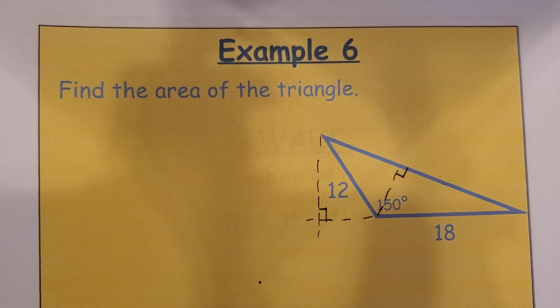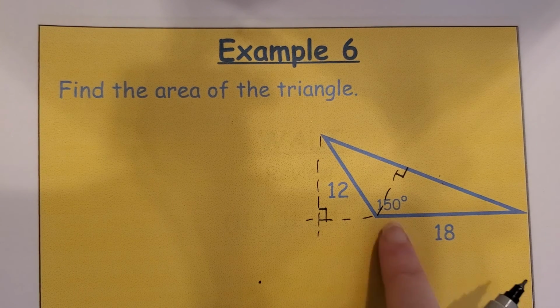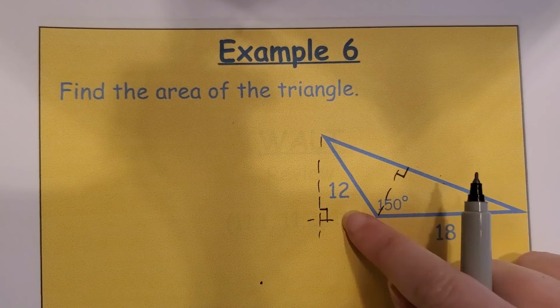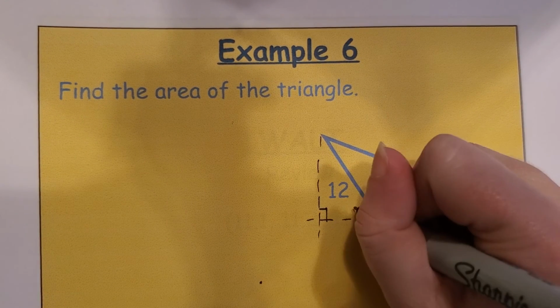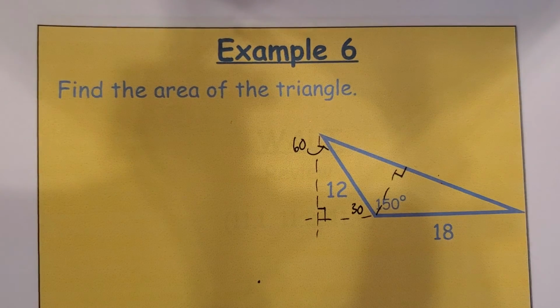But how do we do that when we don't know anything else about the triangle besides this right angle and the 12? Well, it's this 150 right here. If we extended the base a little bit, now this is a perfectly straight line, which means the 150 and the other side are supplementary. So this is 30, and here we go again. We have another 30, 60, 90 triangle.